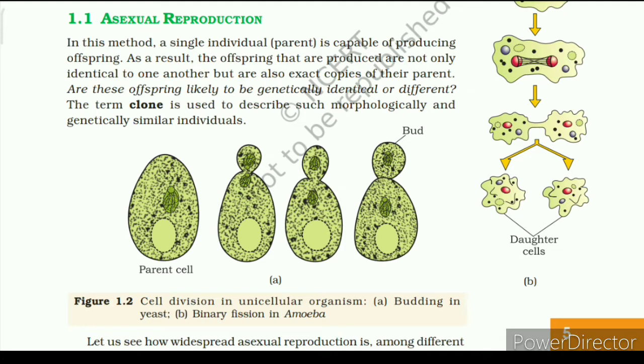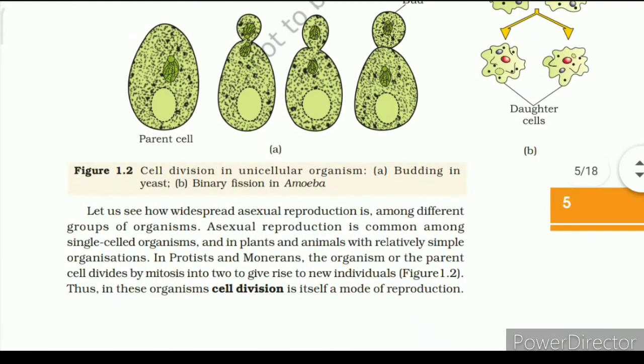The term clone is used to describe such morphologically and genetically similar individuals. Let us see how widespread asexual reproduction is among different groups of organisms. Asexual reproduction is common among single-celled organisms and in plants and animals with relatively simple organizations.